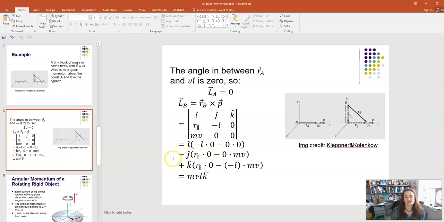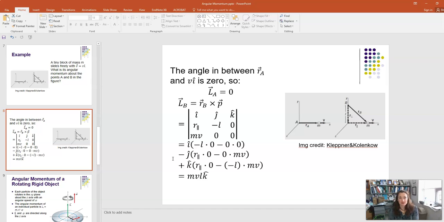Okay, so let's work this out. First of all, for the angular momentum about the point A, the position vector would point from the origin to the point in question, which points directly along the x-axis. And so your r_A vector would be equal to some magnitude times i hat, right? Now, we already have a momentum vector, m times v, where it's mv i hat. Now, the angle in between those two vectors is 0 because they both point along the x-axis.